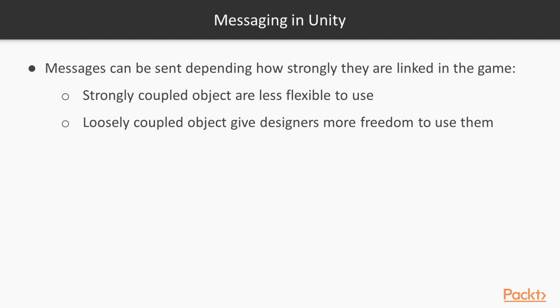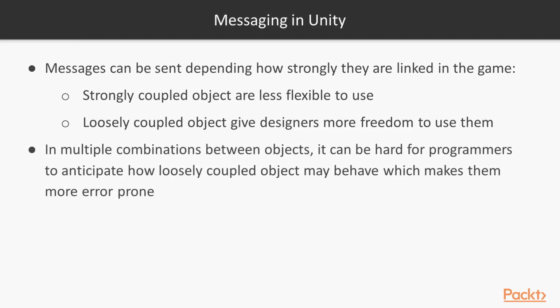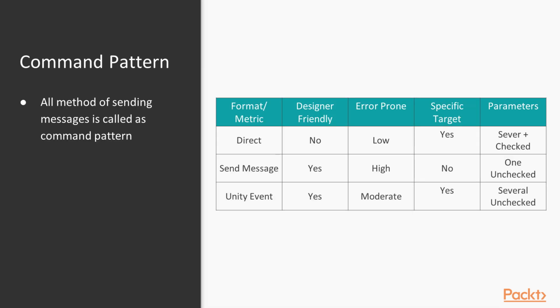Objects which are strongly coupled can be formally checked for correctness, but they are less flexible to use. In exchange for making multiple combinations, the programmer may be unable to anticipate how loosely coupled objects will behave, so they are more error-prone. All methods of sending messages use what is called the command pattern. The command pattern is very simple. Given a target object and a message, send that message to the target object.